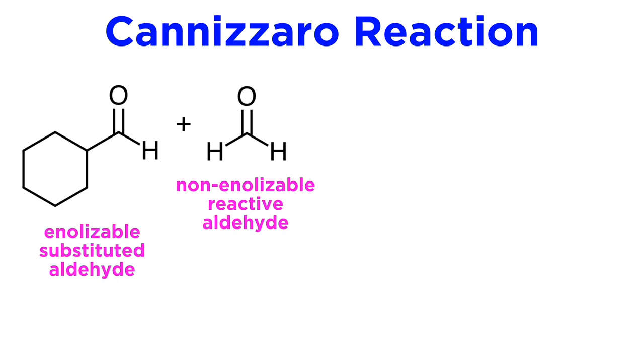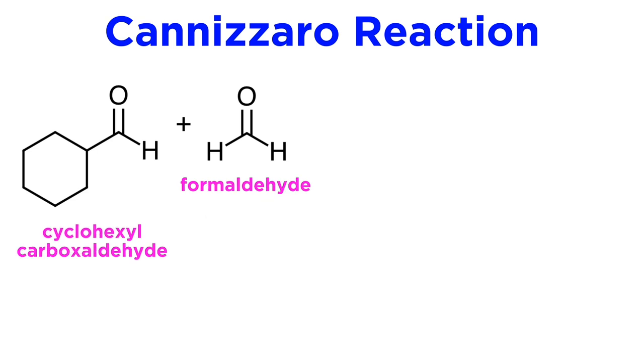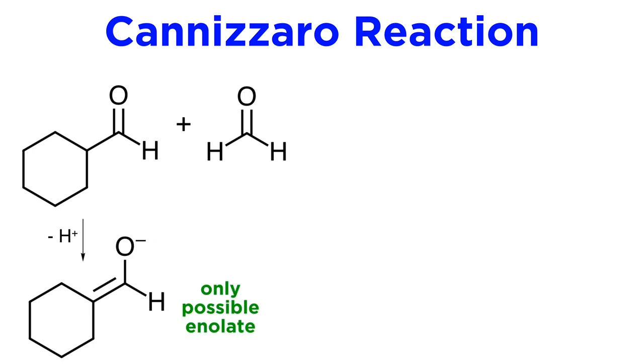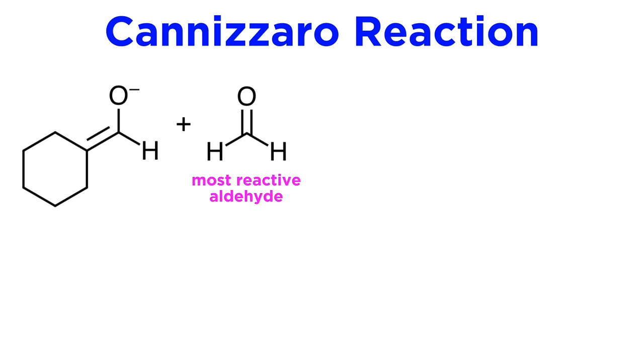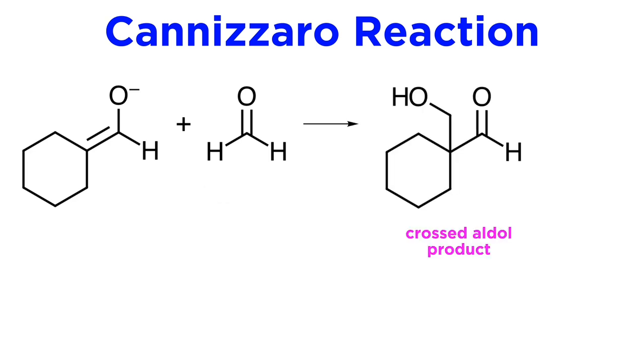In this way, a homoaldol reaction cannot occur. Let's take a look at an example of this. If cyclohexyl carboxaldehyde is reacted with formaldehyde under basic conditions, only one enolate can form, because formaldehyde has no alpha hydrogens. At the same time, the enolate of cyclohexyl carboxaldehyde will react preferentially with the much more reactive formaldehyde and not with itself, to yield the crossed aldol product in high yield, which is this compound here.